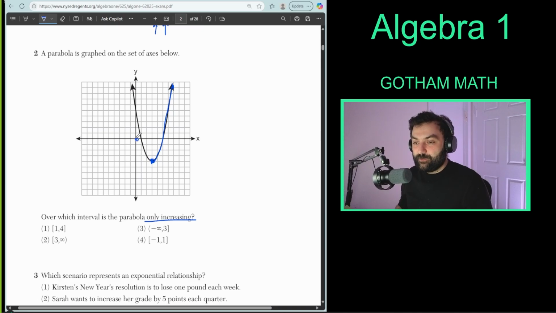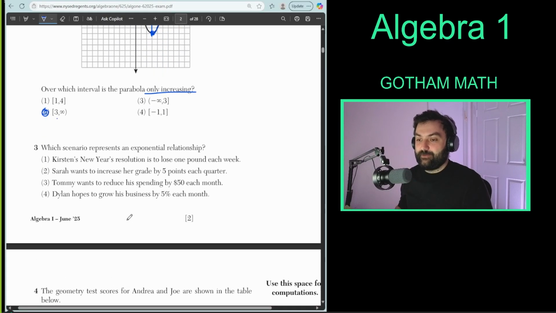Well, you start from 0, 0, and you start counting squares. 1, 2, 3. It starts at 3. And where does it end? It doesn't end. It's continuously going up, like those arrows mean. So it starts from 3 and it doesn't stop. From 3 and doesn't stop means infinity. The answer is 2. That's literally a 10-second question.